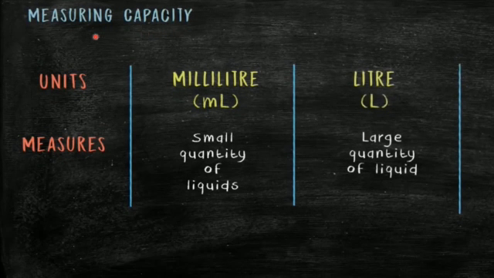Now let's learn measuring the capacity. Let's see about the units of measuring the capacity. We use two units. First is milliliter, which is denoted as ml, and the second one is liter, which is denoted as L. Milliliter, we use it for small quantity of liquids, and liter we use it for large quantity of liquids.